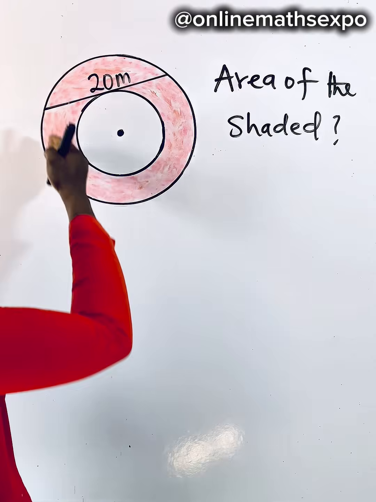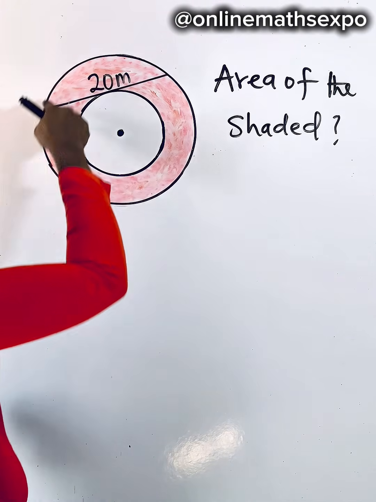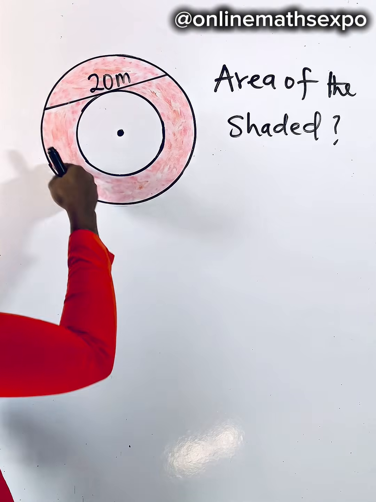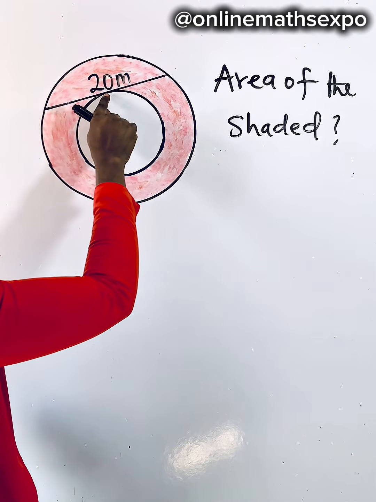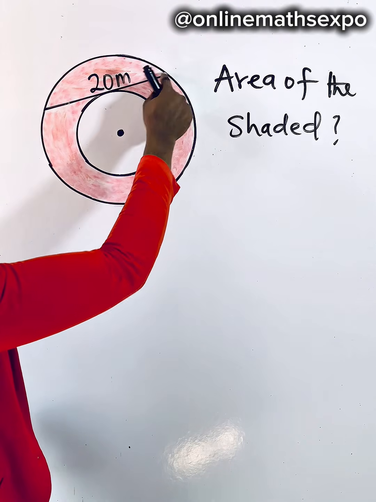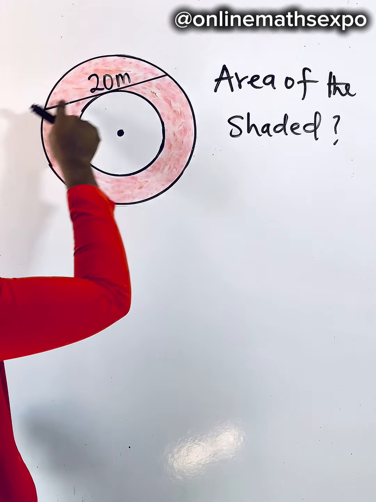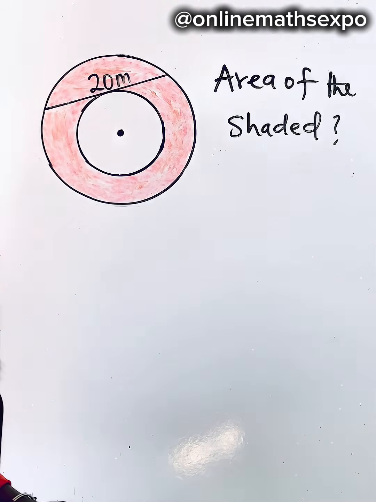We are given two circles. This is the inner one and this is the outer one. And you notice a line is drawn. This line is a chord and is drawn to touch the inner one at this point, which now extends to touch the outer circle at these 2 points. And this length measures 20 meters.